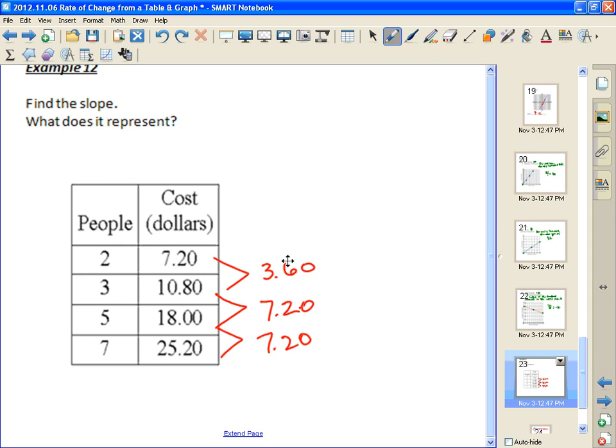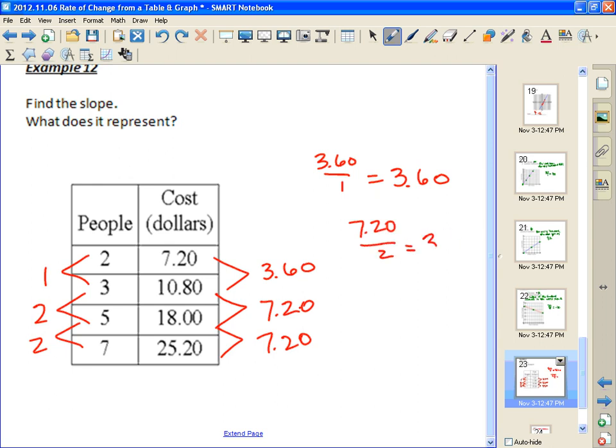Now, just because you see different numbers here, don't freak out and say, oh, well, it's not linear, it doesn't have a constant rate of change. Well, you have to come over here and check this side and see if it reduces to the same thing. So from 2 to 3, the change is 1, from 3 to 5, the change is 2, and from 5 to 7, the change is 2. So if I try to reduce that each time, I have 3.60 over 1, which would reduce to 3.60. And then for the second 2, I have 7.20 over 2 both times. So 7.20 over 2 reduces to 3.60. So the slope for both of these is 3.60.